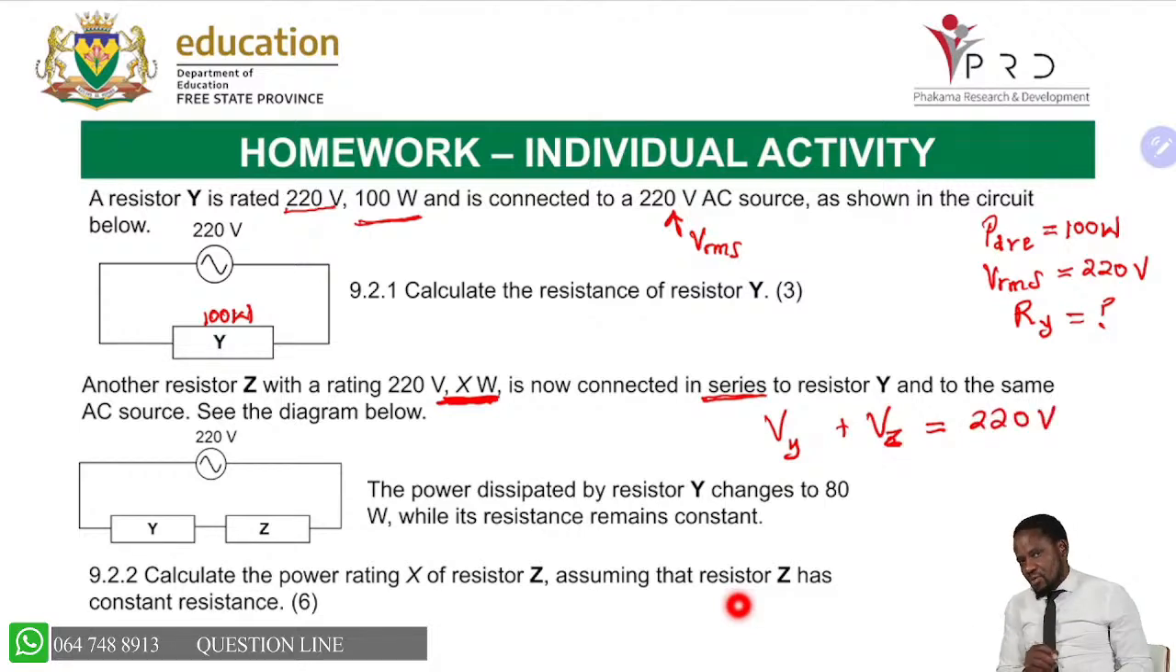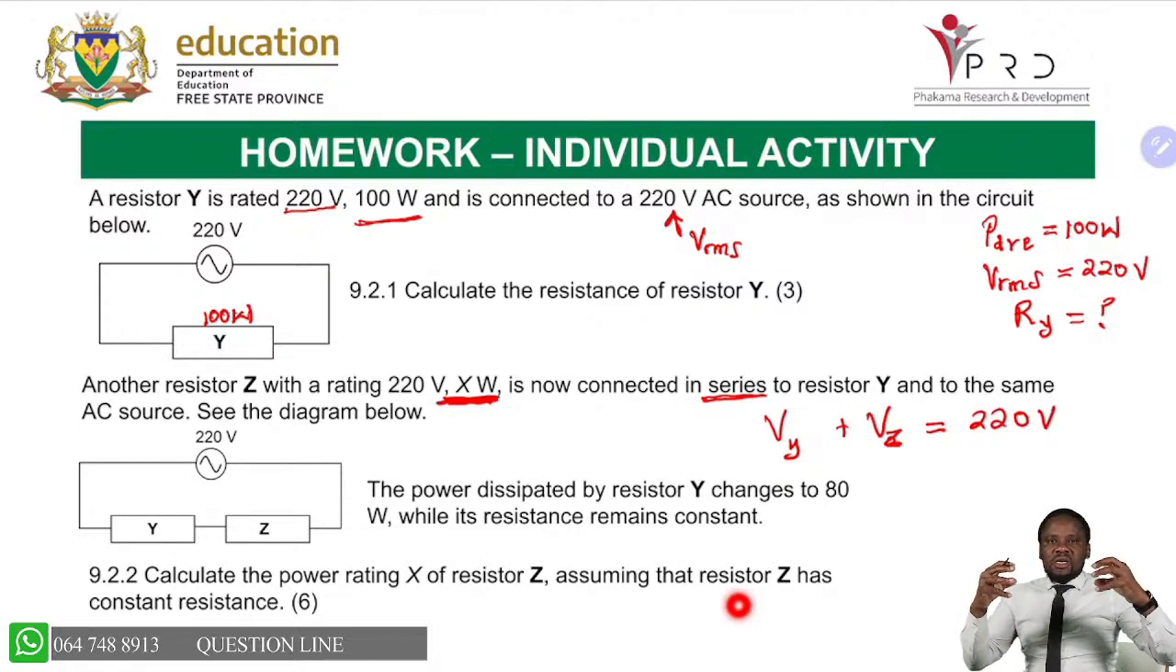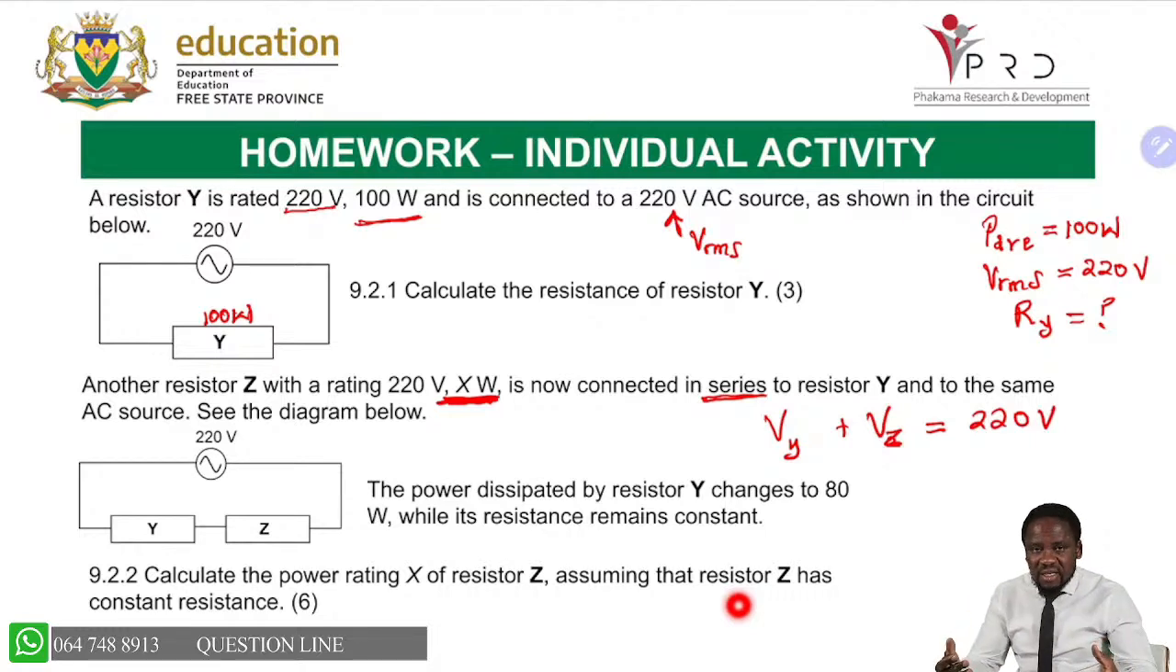Okay, where is this coming from? If two resistors are connected in series, we refer to them as potential dividers. So the root mean square voltage of 220 volts is split or divided between resistor Y and resistor Z. That's why if you add the potential differences across Y and Z, it should give you the 220, which is the VRMS.